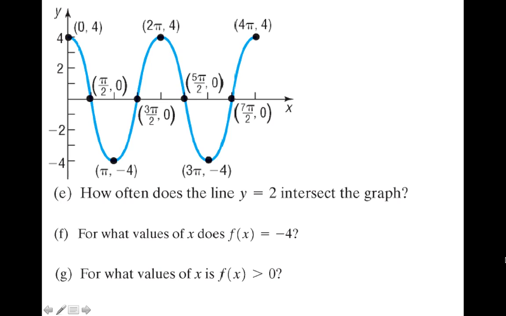Okay, same graph, just continuing the questions that go with it. Part E, how often does the line y equals 2 intersect the graph? Okay, so the line y equals 2 is going to be a horizontal line up at the y value of 2. How many times does that cross? 1, 2, 3, 4 times.